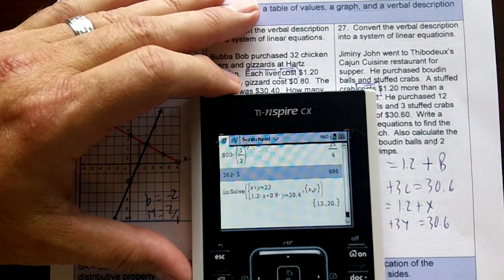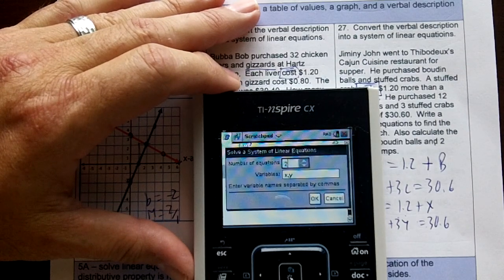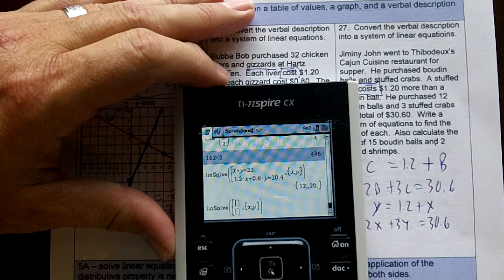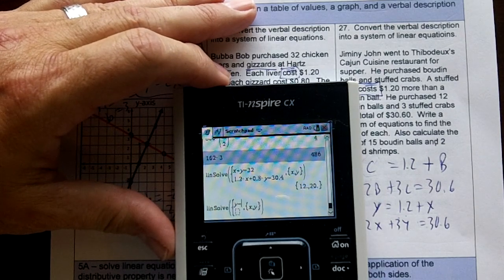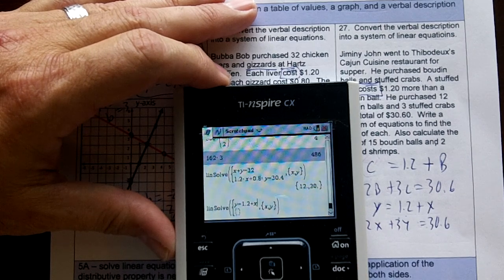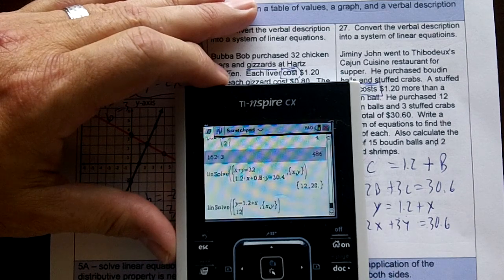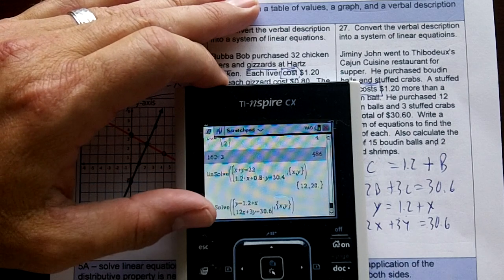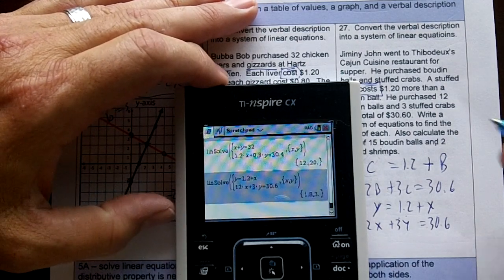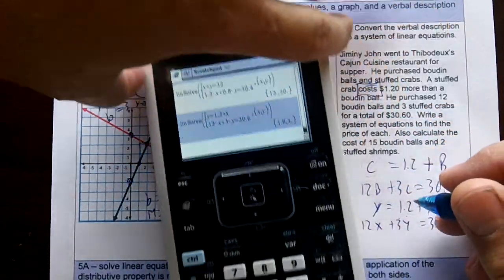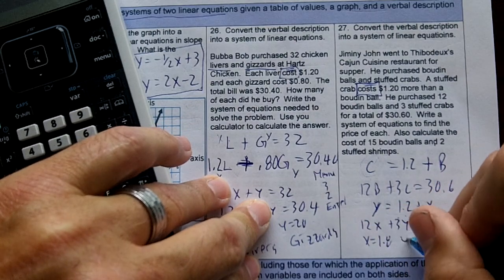So let's plug these into the calculator. So I'm going to hit menu, 3, 2, enter, and then I'm going to type these in. So y equals 1.2 plus x, right? Hit the down button. And then 12x plus 3y equals 30.6. So y equals 1.2 plus x, 12x plus 3y, that's it. Hit enter, and I get x equals 1.8 and y equals 3.